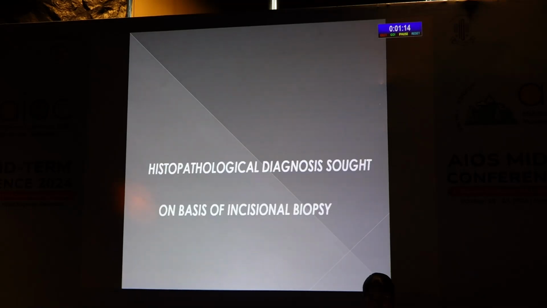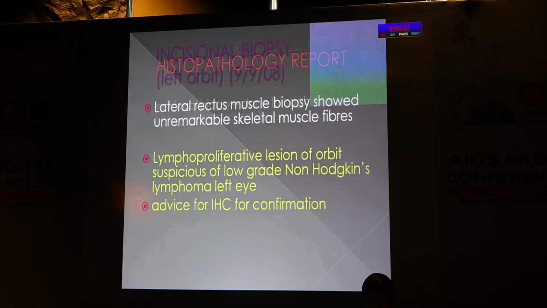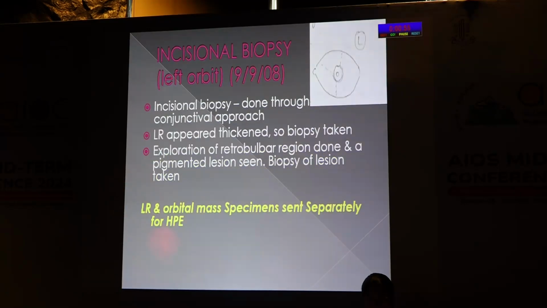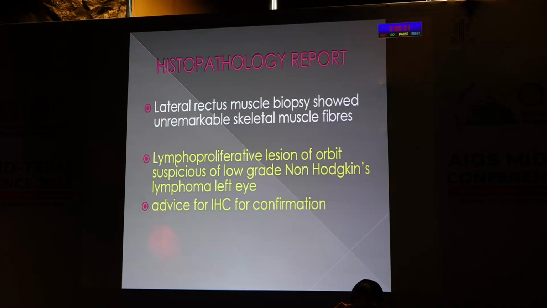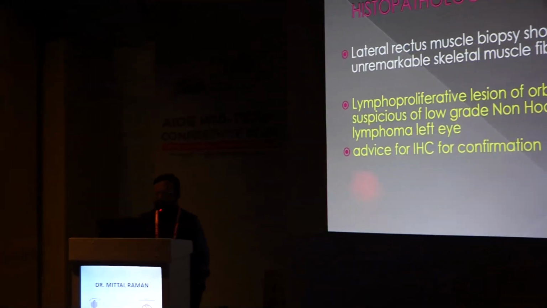So what next? We thought of taking a histopathological diagnosis on the basis of incisional biopsy. I conducted the incisional biopsy through the conjunctival approach and explored the retrobulbar area, and the pigmented lesion which was seen was biopsied. It was sent separately for histopathology. The lateral rectus and the orbital mass were sent separately. It came out to be a lymphoproliferative lesion of the orbit, suspicious of low-grade non-Hodgkin's lymphoma of the left eye.